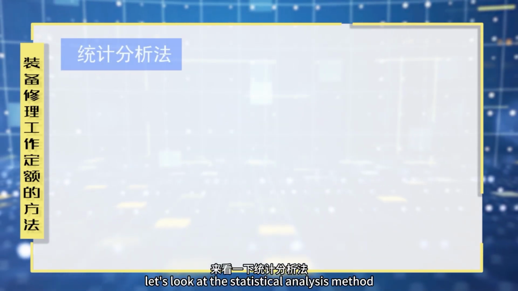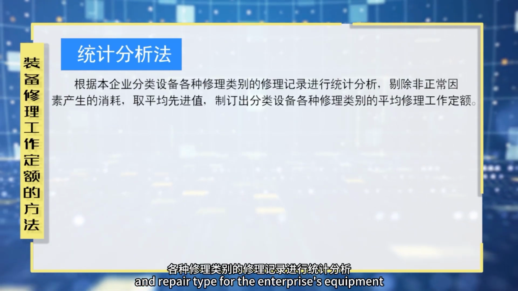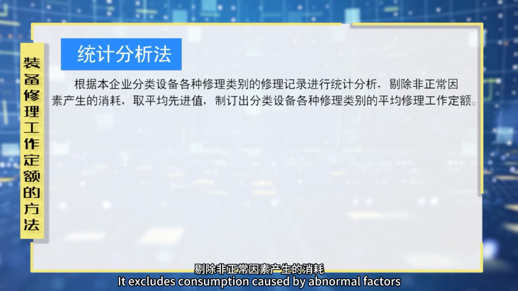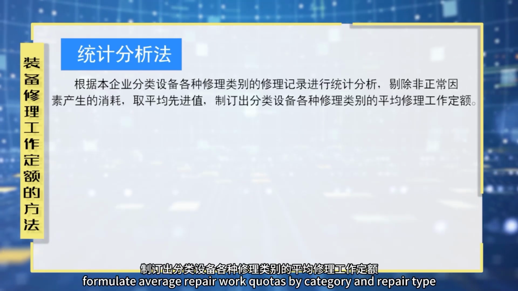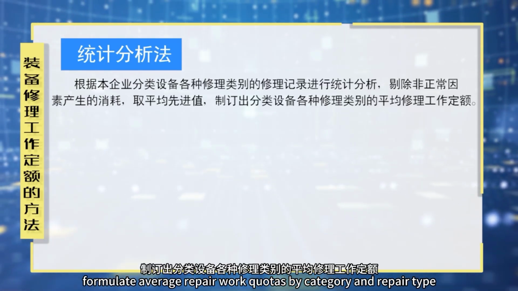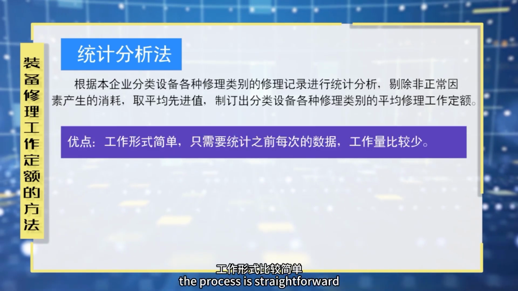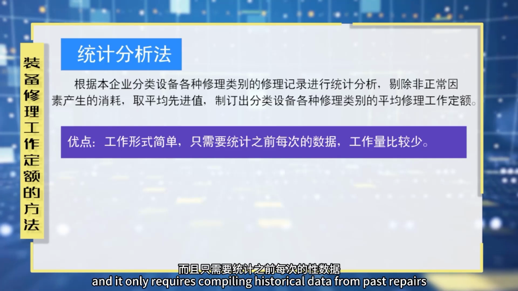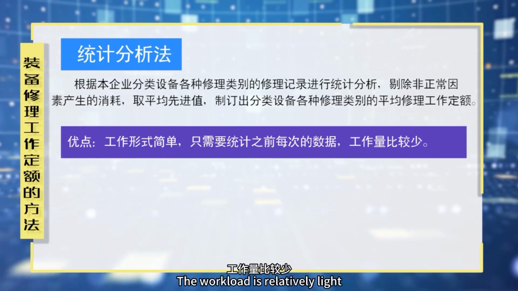First, let's look at the statistical analysis method. It analyzes repair records by category and repair type for the enterprise's equipment. It excludes consumption caused by abnormal factors. Then it uses an averaged advanced value to formulate average repair work quotas by category and repair type. Its advantages are clear. The process is straightforward, and it only requires compiling historical data from past repairs. The workload is relatively light.